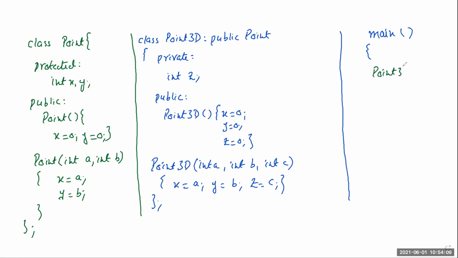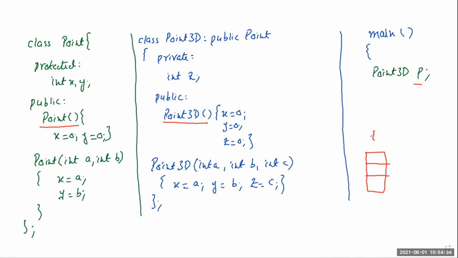Point3D and they call it P. Now, as you already know what is happening here, we are making an object of Point3D, so we are calling the default constructor. But before this constructor, what will happen? The default constructor of the Point class will be called. Now let's see what is happening at the back end.